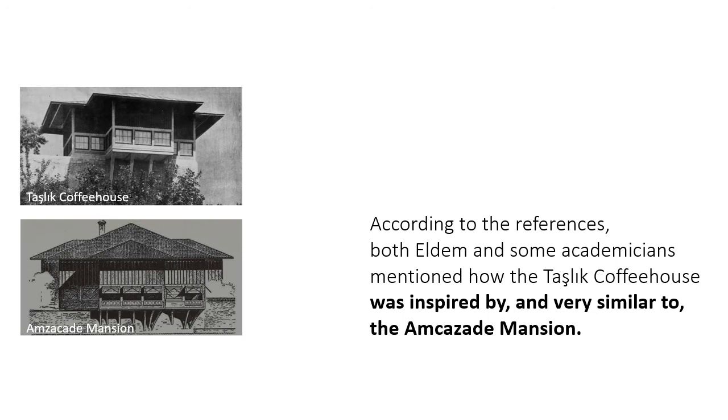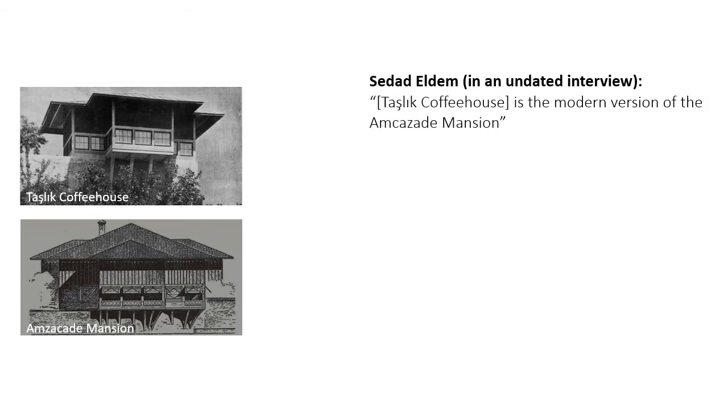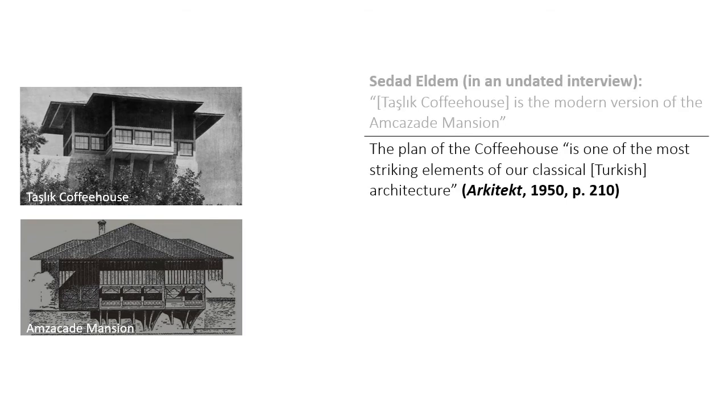According to the references, Eldem himself, along with some academicians, mentioned that the Taşlık Coffeehouse was inspired by the Amcazade mansion, and they also mentioned the striking similarity between these two buildings. In an interview, Eldem mentioned that the Taşlık Coffeehouse is a modern version of the Amcazade mansion. An anonymous article in the Architect periodical mentioned that the plan of the coffee house is one of the most striking elements of classical Turkish architecture.